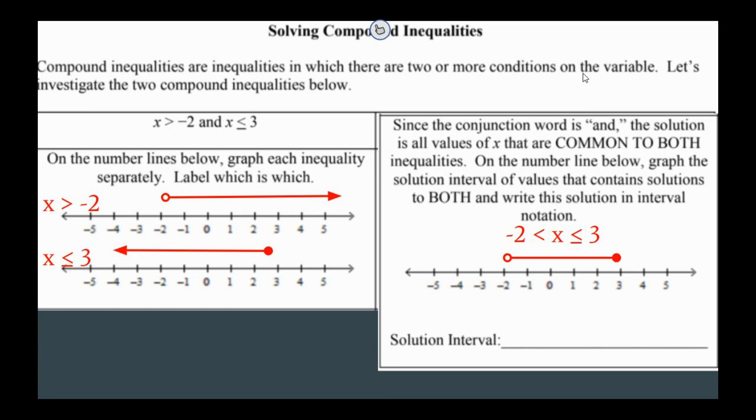If you write it as an inequality, it's negative 2 less than x less than or equal to 3. And in interval notation, it's going to go from negative 2 with a parenthesis, comma, 3 with a bracket.